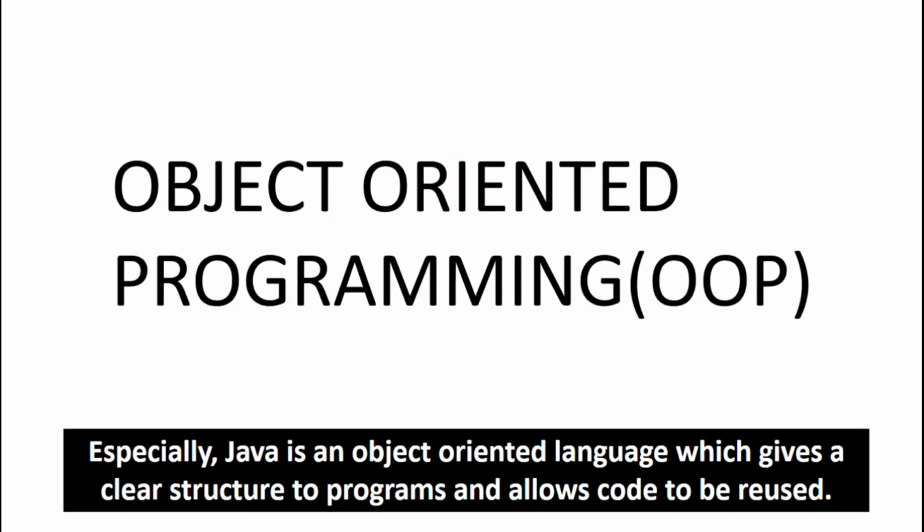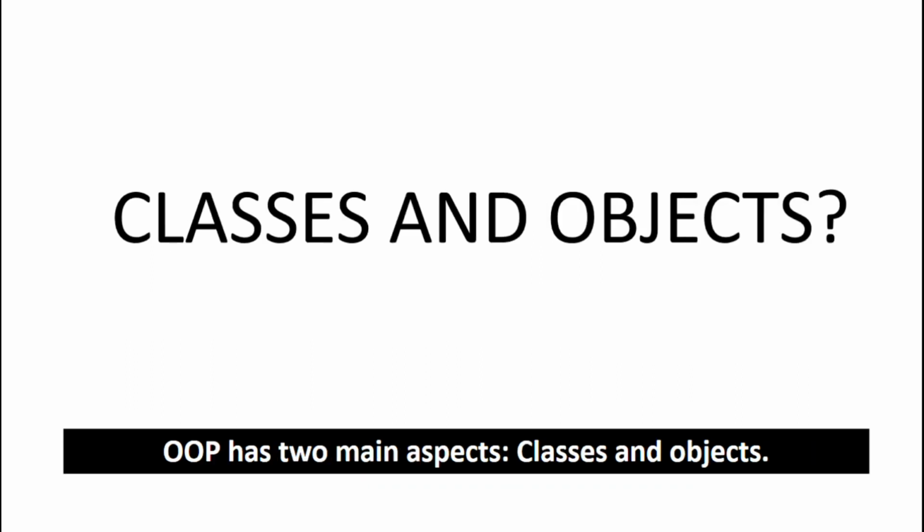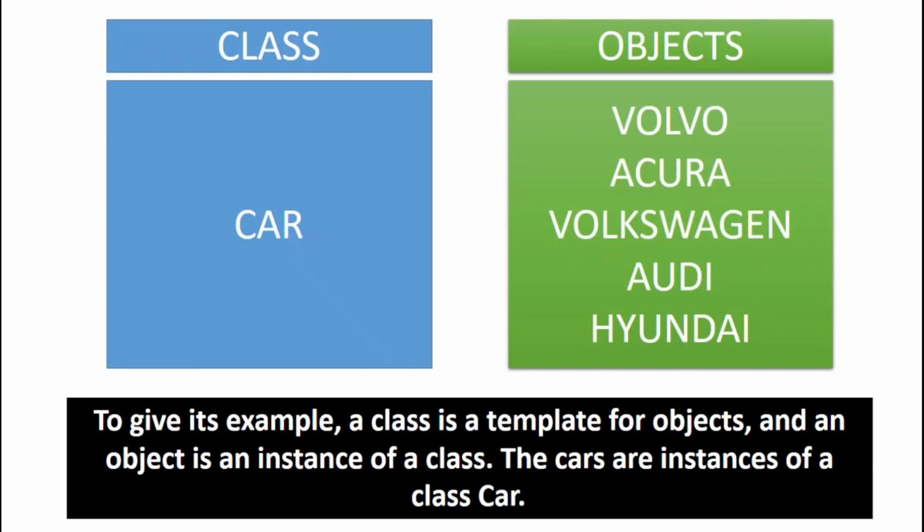So, what is object-oriented programming (OOP)? Java is an object-oriented language, which gives a clear structure to programs and allows code to be reused. OOP is about creating objects which can contain both data and methods. OOP has two main aspects: classes and objects. To give an example, a class is a template for objects, and an object is an instance of a class. The cars are instances of a class car.